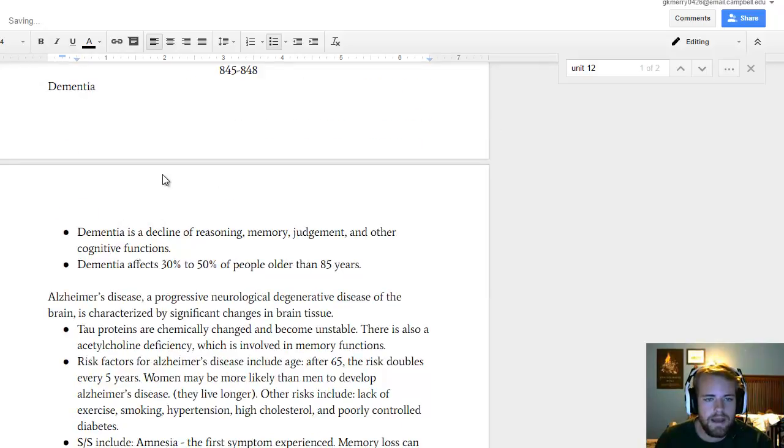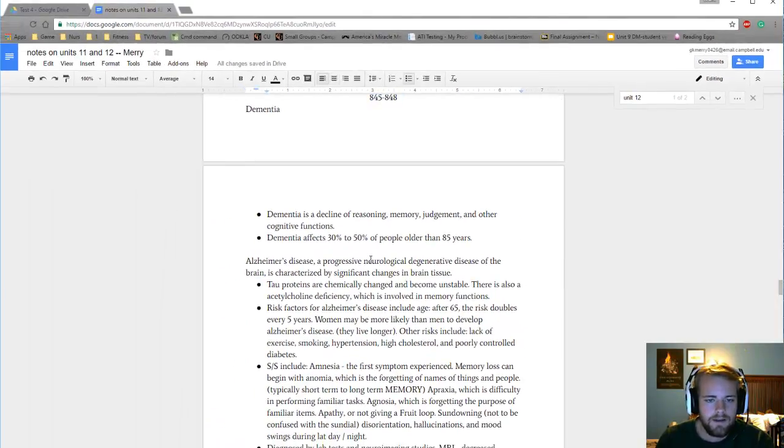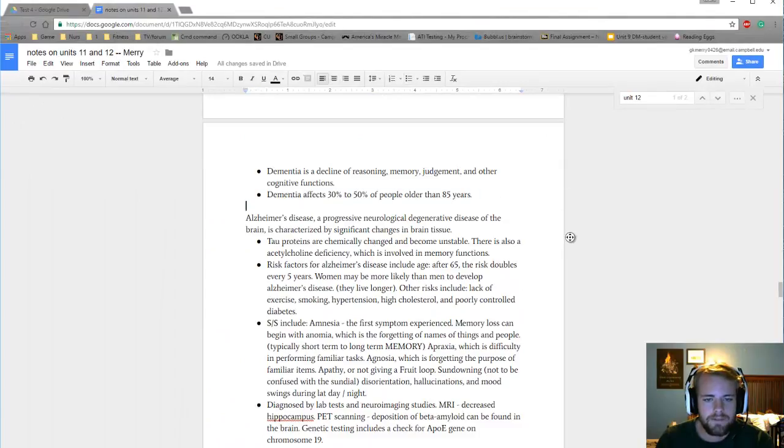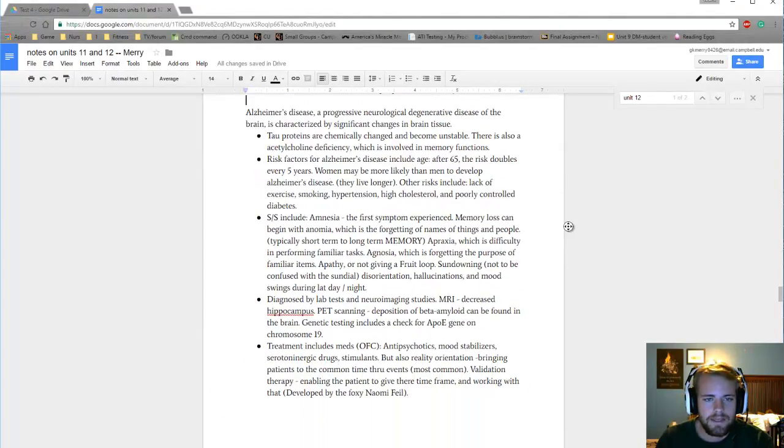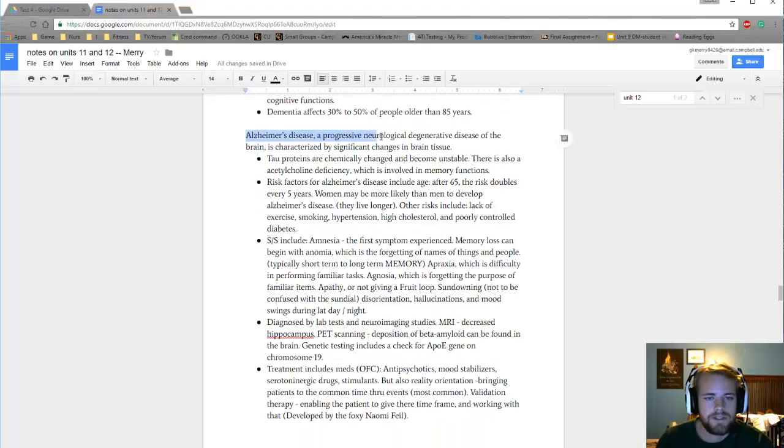All right. Now, dementia. Dementia is a decline of reasoning, memory, judgment, or other cognitive functions. You will find dementia and Alzheimer's, which you need to know for the test, on 845 to 848. Dementia affects 30 to 50% of people older than 85 years old. Alzheimer's disease is a progressive neurological degenerative disease of the brain. It is characterized by significant changes in brain tissue.